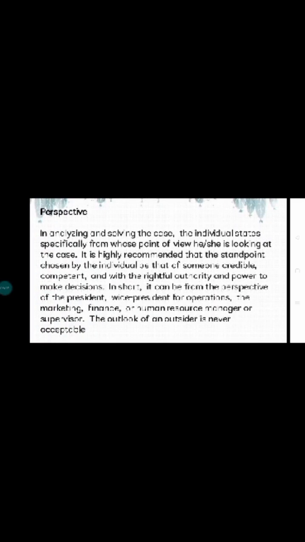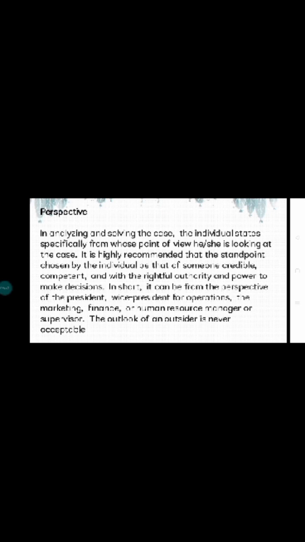Perspective. In analyzing and solving the case, the individual states specifically from whose point of view he or she is looking at the case. It is highly recommended that the standpoint chosen by the individual be that of one who is credible, competent, and with the rightful authority and the power to make decisions. In short, it can be from the perspective of the president, vice president for operations, or the marketing, finance, or human resources manager or supervisor. The outlook of an outsider is never acceptable.